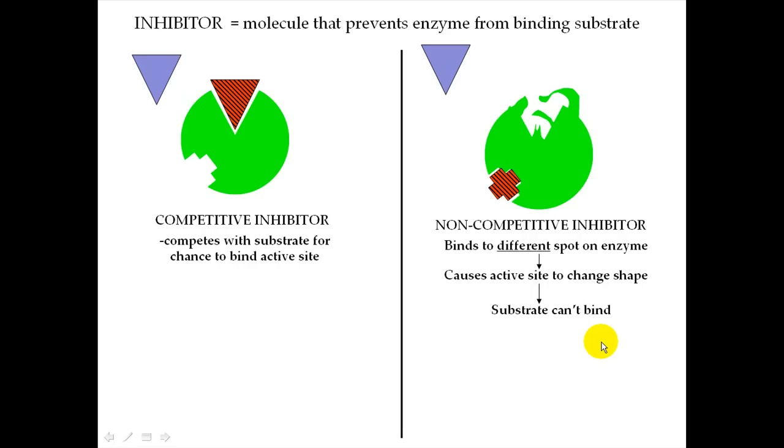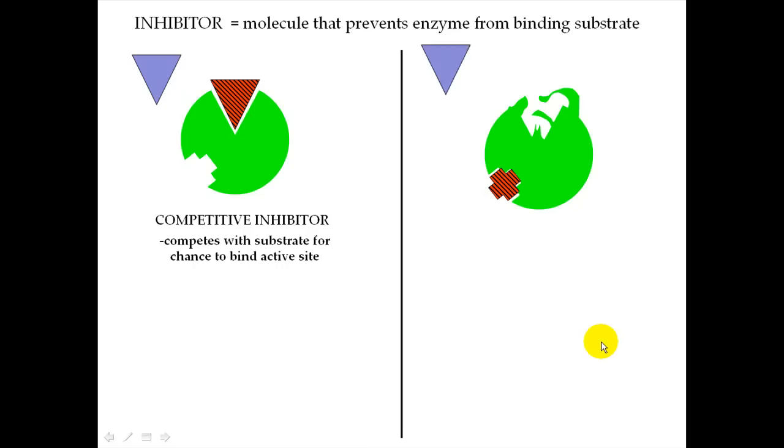One thing to mention here is this. You see this spot right here on the enzyme where the non-competitive inhibitor binds. It's called the regulatory site, or in other places you might see it referred to as the allosteric site. So again, this spot where the non-competitive inhibitor binds is called the regulatory or the allosteric site.